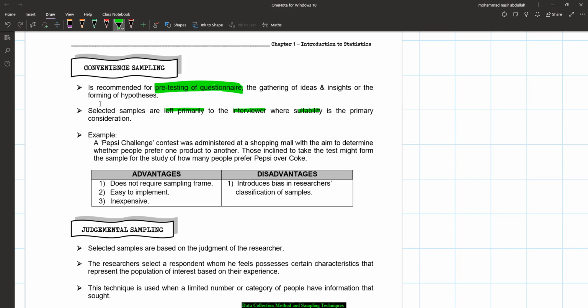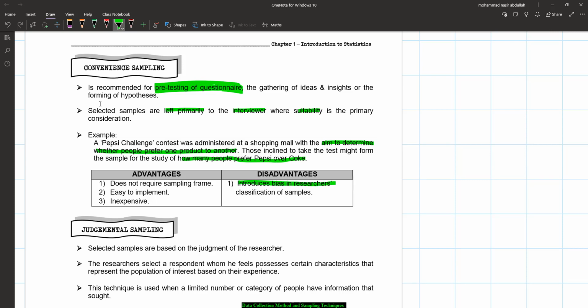So example dekat sini, a Pepsi challenge contest was administered at a shopping mall with the aim to determine whether people prefer one product to another. So those inclined to take the test might form a sample of the study on how many people prefer Pepsi over Coke lah. This is one example. Benda yang sama juga. So disadvantage, it introduces bias to the researcher.